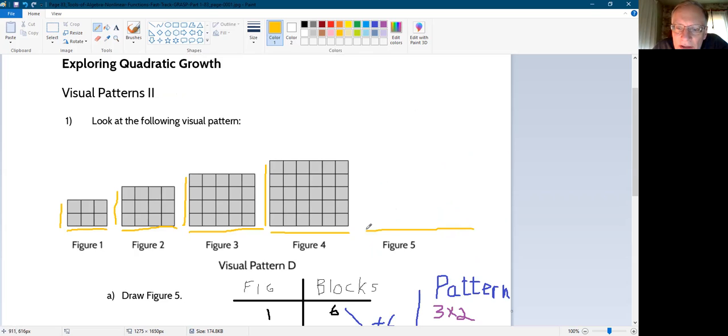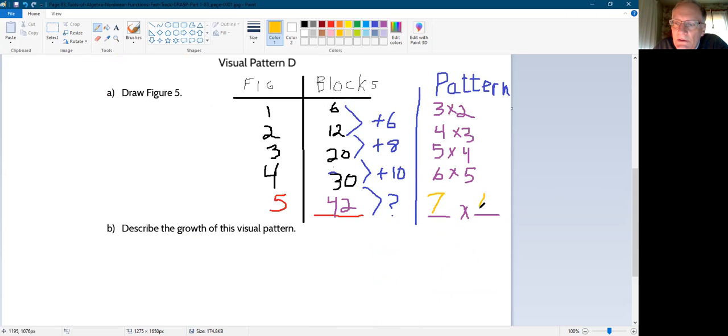But anyway, if 7 are across the bottom, how many are going up and down? Well, sideways, up and down, would be 6. And look at that, 7 times 6 is 42. Isn't that interesting? So we can actually make, I think it's on page 84.